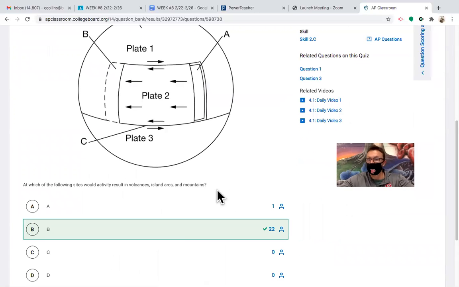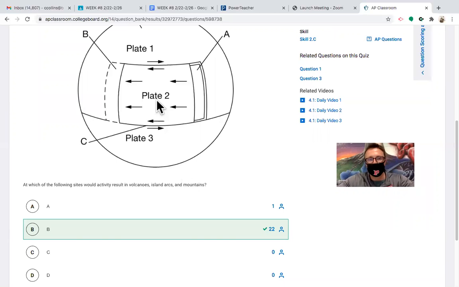As long as you recognize that it's a convergent boundary. Which of the following sites would result in volcanoes, island arcs, and mountains, right? So mountains and things like that are generally going to form where two plates are pushing towards each other. Now, they don't always both push upwards. Usually one plate is more dense than the other, one is thicker than the other, and the densities are going to determine which plate maybe rides on top and which one subducts or sinks beneath the other back into the mantle.